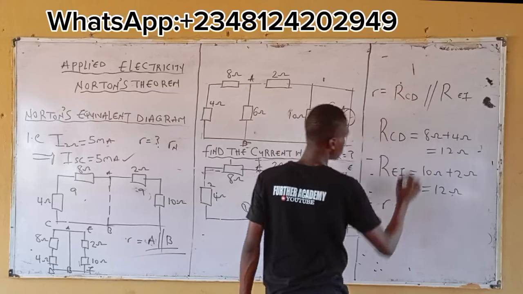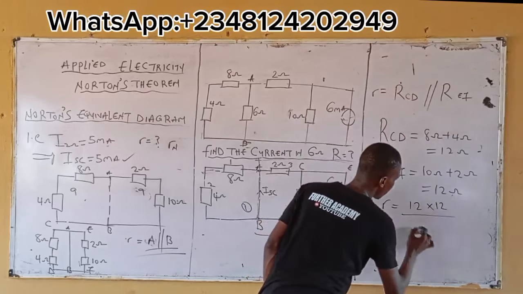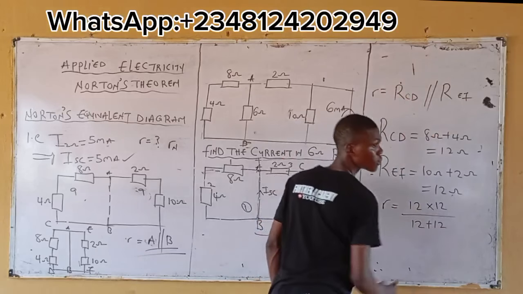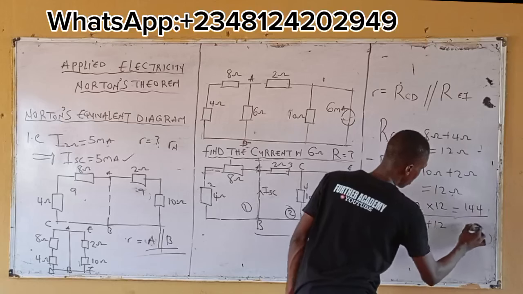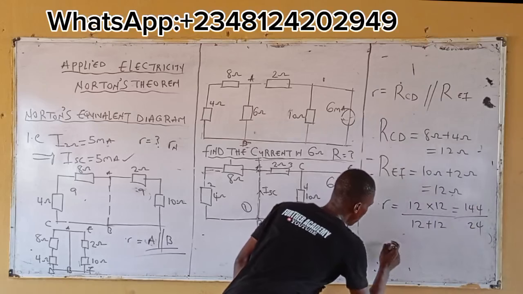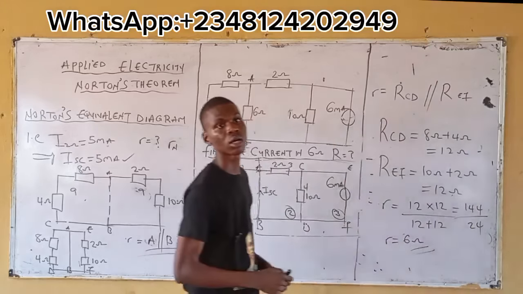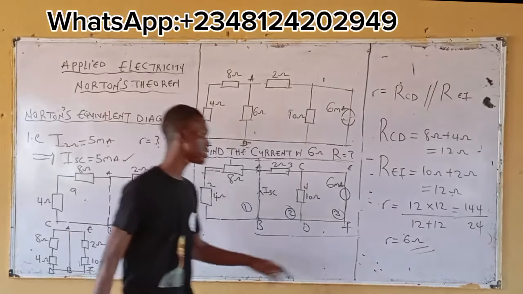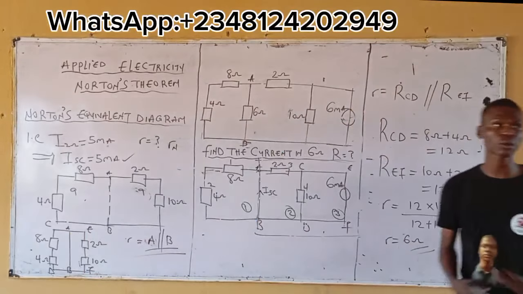R, which is equal to this, becomes 12 times 12 divided by 12 plus 12. So this is 144 over 24, which is 6. Then R is equal to 6 ohms.